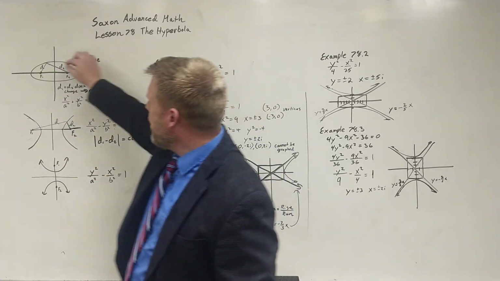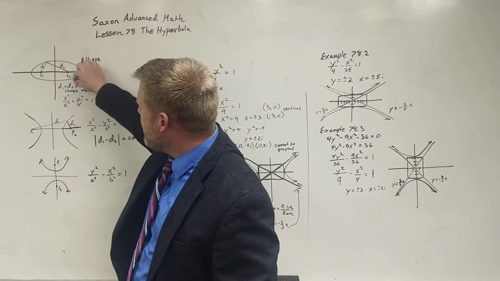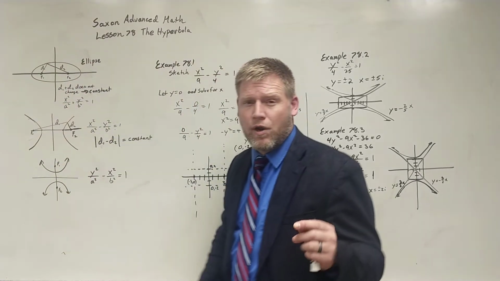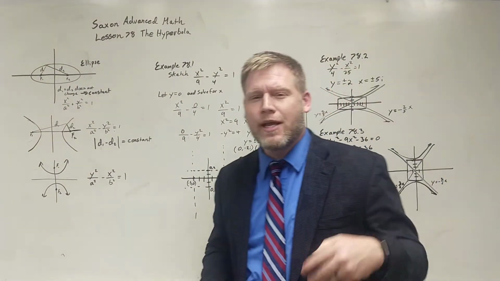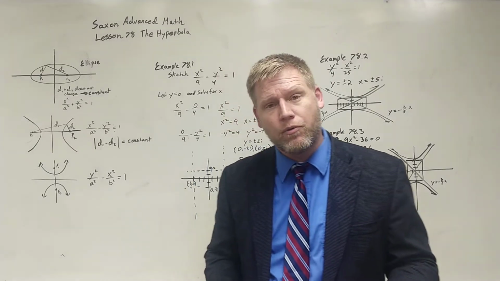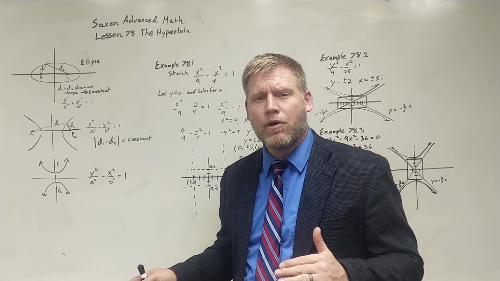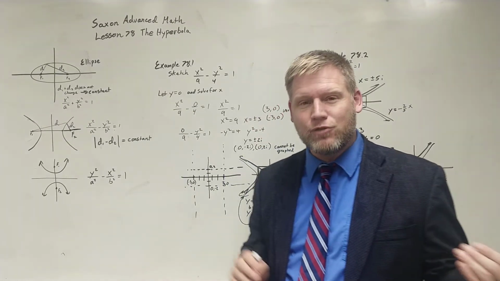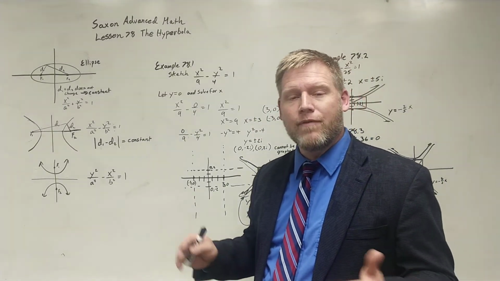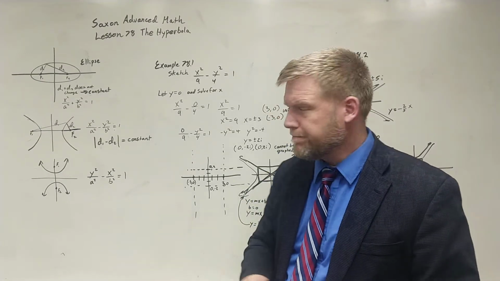Which means no matter where I drag this around the outside of the ellipse, distance 1 and distance 2 will change, but they change at a constant rate. Which means that as distance 1 gets larger, distance 2 gets smaller at the same exact rate of change. Therefore, the addition of the two of them is always constant.